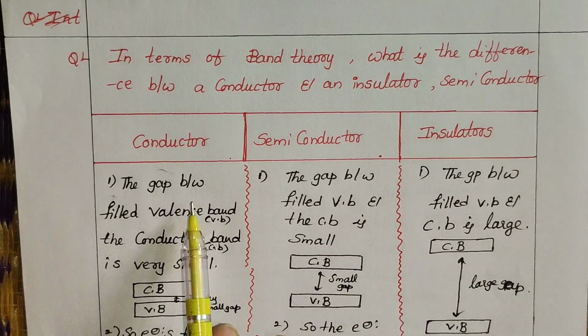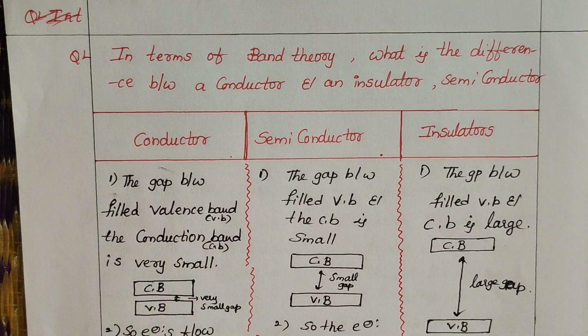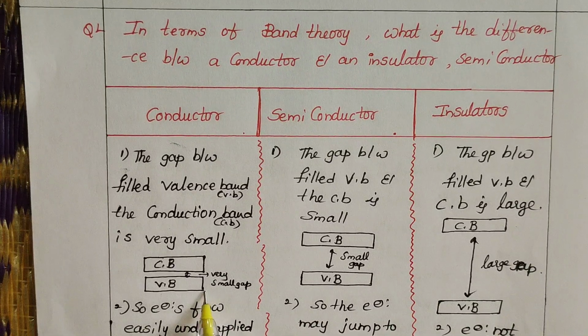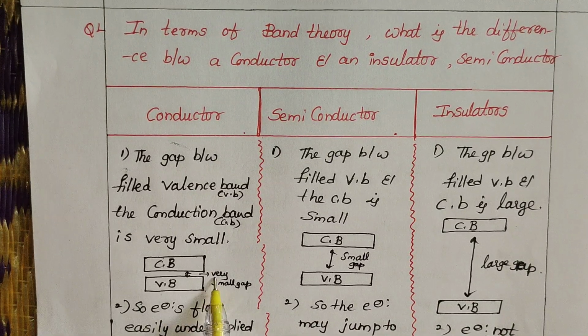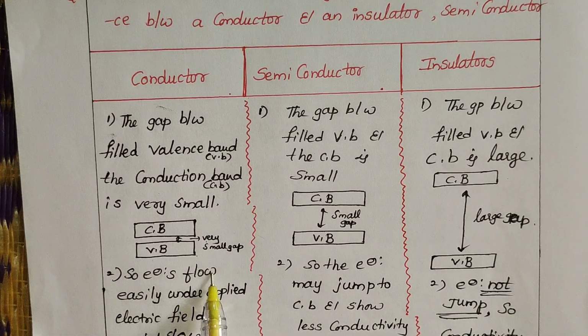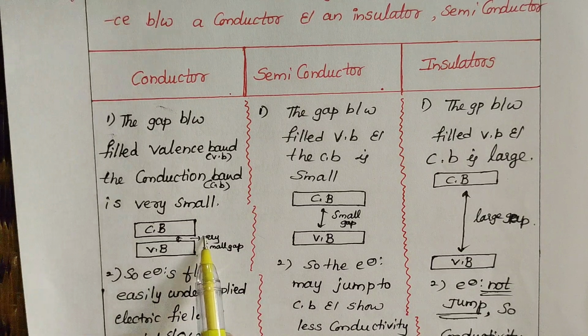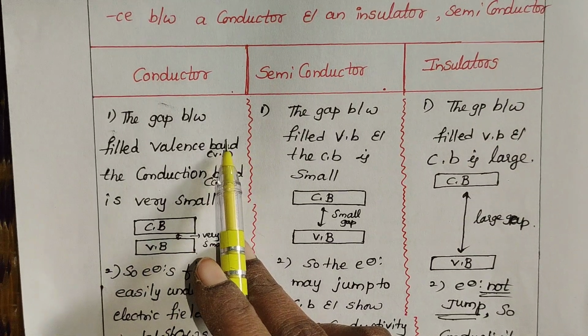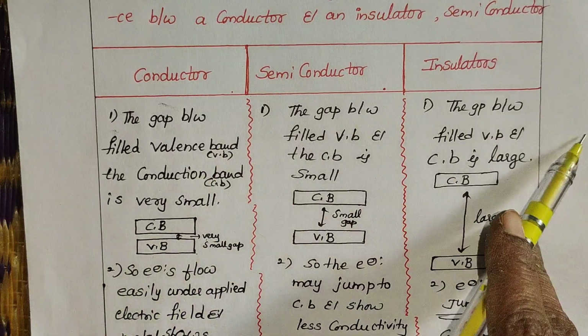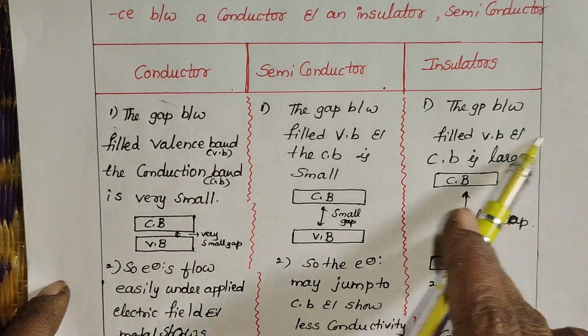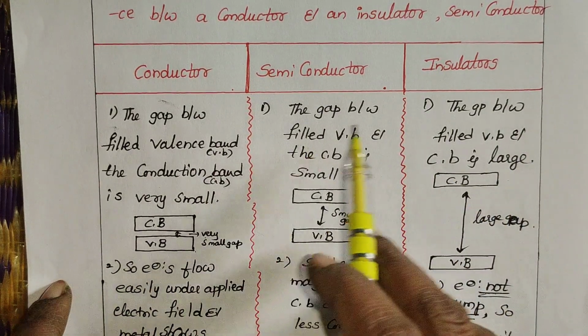So in this band theory, nothing but, here we have to consider 2 bands. One band is full of electrons, another band is empty. One is the valency band, another one is the conduction band. Here the gap between them, beta, at a time I want to write these 3: one is a conductor, another one is a semiconductor, another one is an insulator.